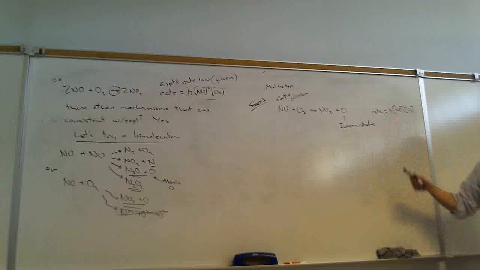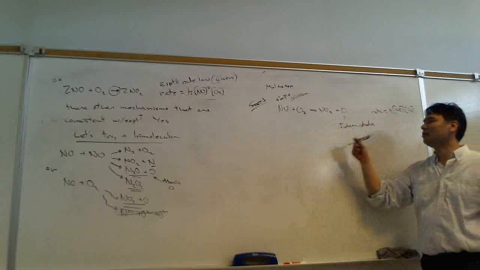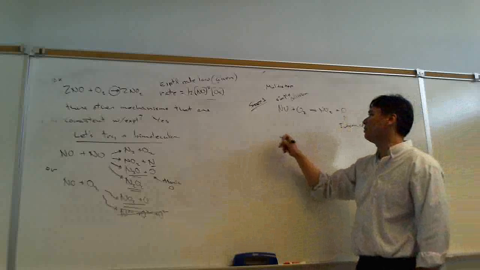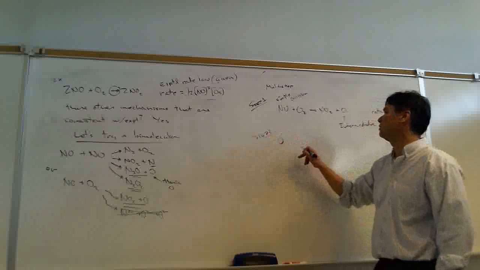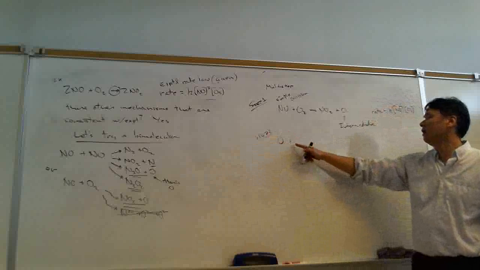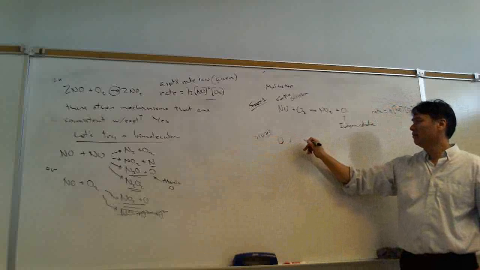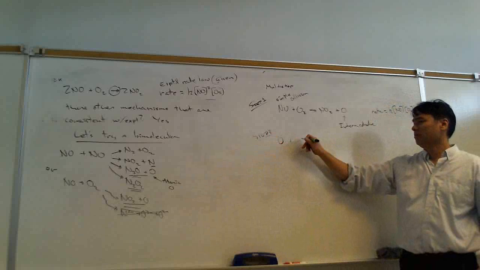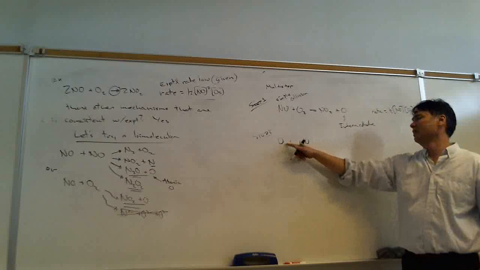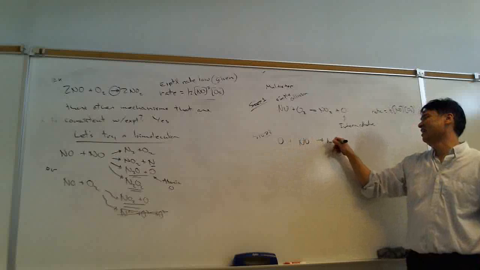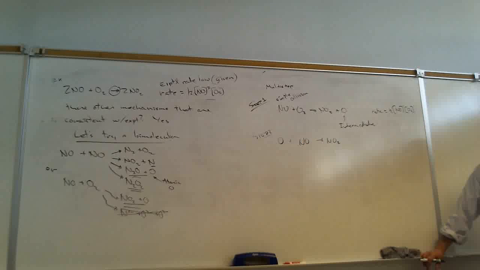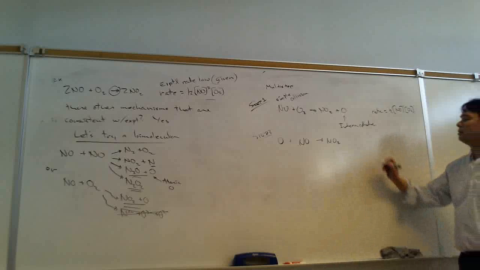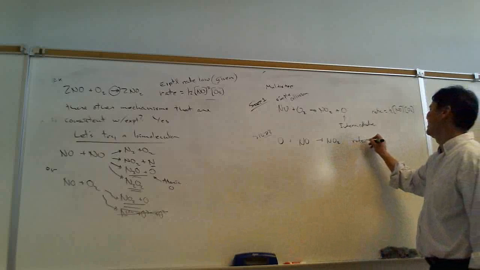But we're not done yet because we can't have an intermediate sticking around. The intermediate has to undergo further reactions. And so in step 2, we need to react that intermediate. The intermediate is going to be reacting with the other NO. So we have an O plus NO. This is going to yield NO2. And that's going to consume the intermediate.